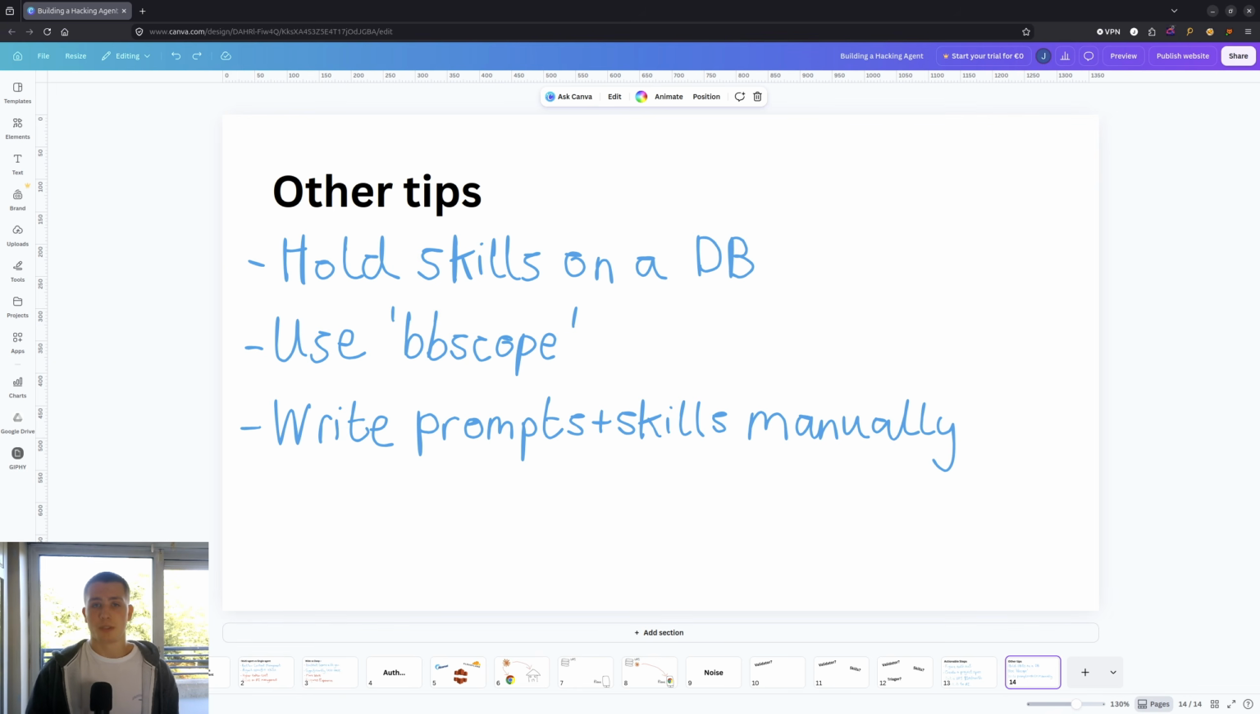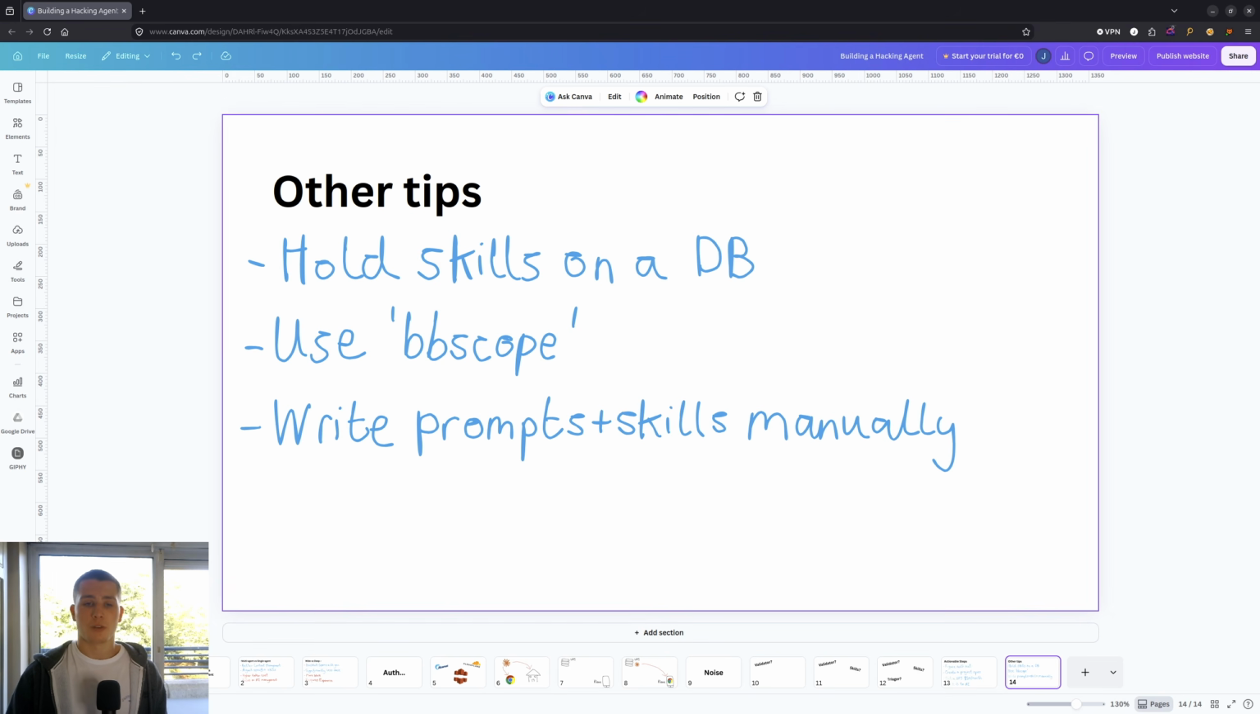Just some other tips before I end off the video is, you want to hold your skills ideally on a cloud database. You can create your instance anywhere, but you can sync your skills from a database. I use Google Cloud SQL, and it's very convenient. It's just a PostSQL server, and I can literally just store my skills. I can store anything I want on it, which is very nice.